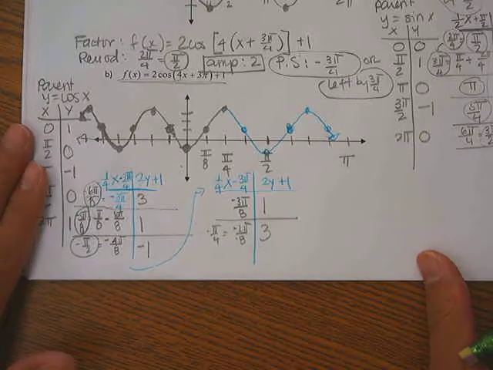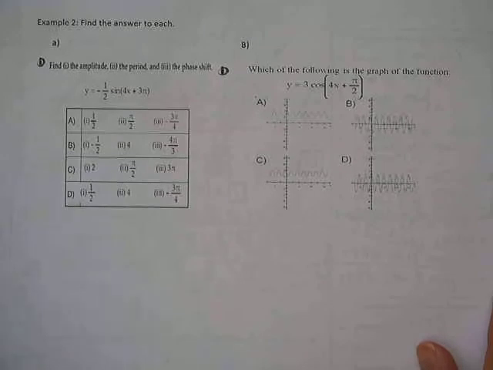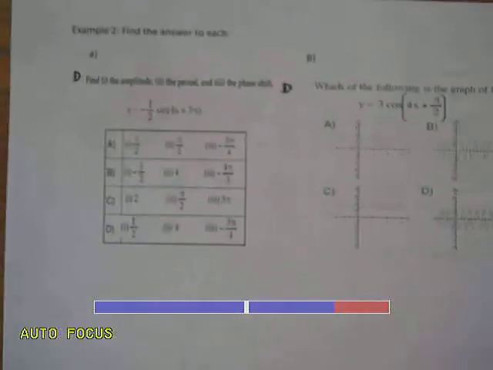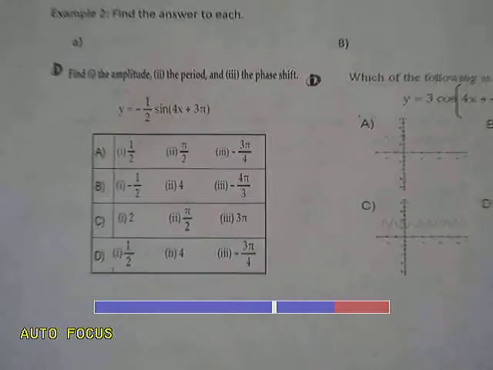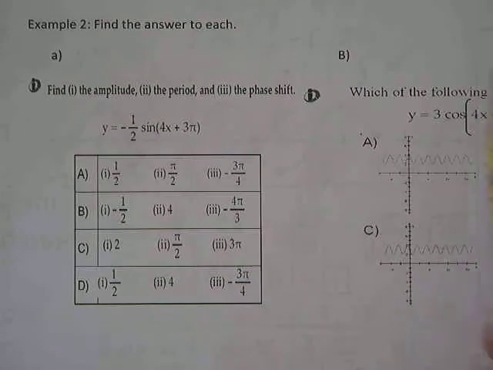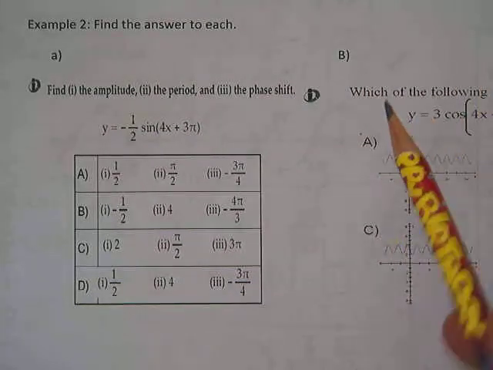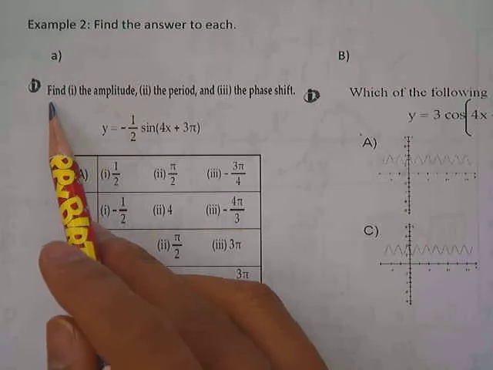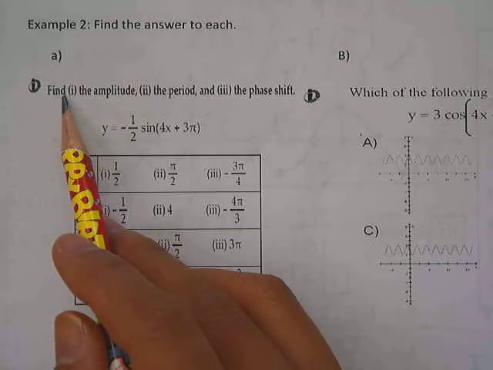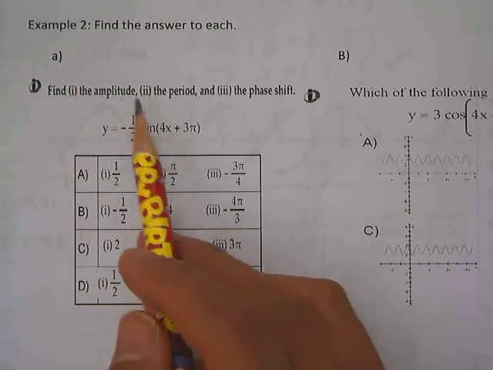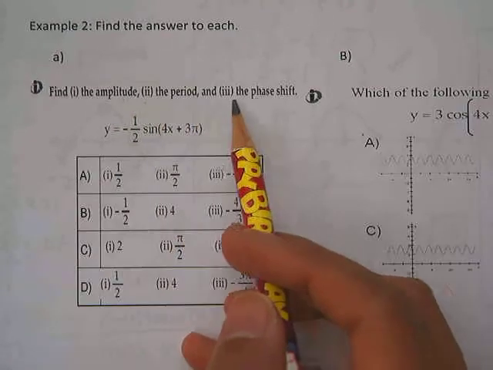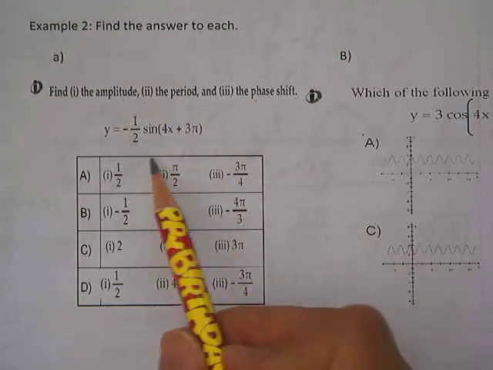All right, don't stop right here. We're going to go all the way to the end of 6.6, which is now Example 2. Let me just zoom in on A because it's really tiny. Example 2. Find the answer to each. 1: find the amplitude. 2: state the period. 3: find the phase shift.